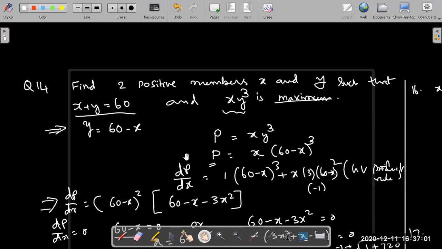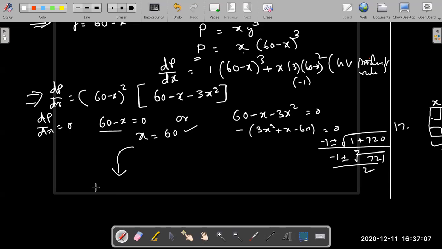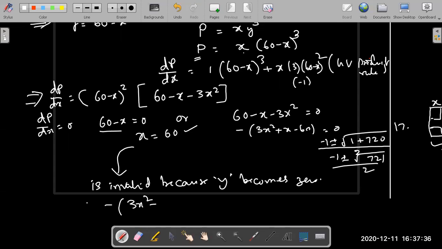That means definitely both are positive numbers, so x cannot be 60. x equal to 60 is invalid because y becomes 0. So then we have to solve the other one, which means 60 minus x into 3x square. Oh, that's where the issue is. We have got 60 minus x from here, and this is minus 3x squared. So minus 3x squared plus x minus 60 should be equal to 0.